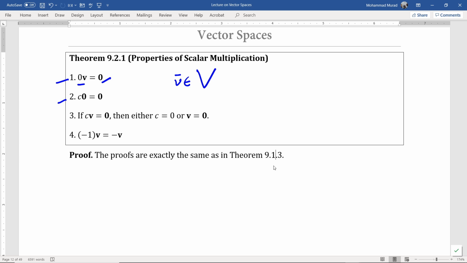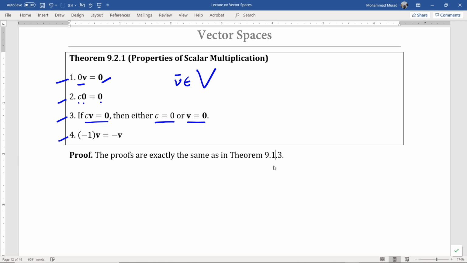Property 2. Any scalar c from the field F times the 0 vector in the vector space V is equal to the 0 vector. Property 3. If a scalar c times a vector v is equal to the 0 vector, then either c is equal to 0, the scalar 0 in the field, or v is equal to the 0 vector in the vector space.